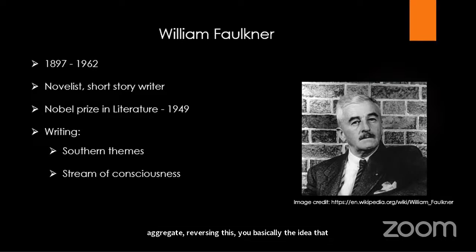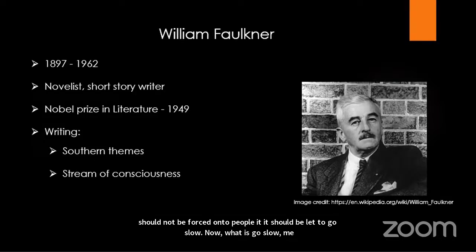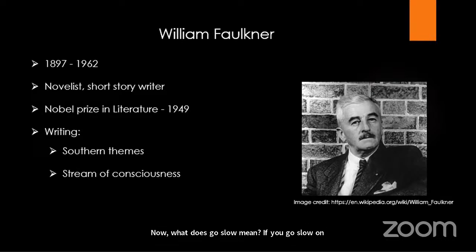That's the desegregation goal. Now, Faulkner said that while slavery and all is very bad, desegregation should not be forced onto people. It should be let to go slow. Now, what does go slow mean? If you go slow on desegregation, that means there will be more and more violence against non-white people. So, as you can see, this is a very controversial view, and Faulkner got a lot of criticism for this. And all this happened because of his Southern background.